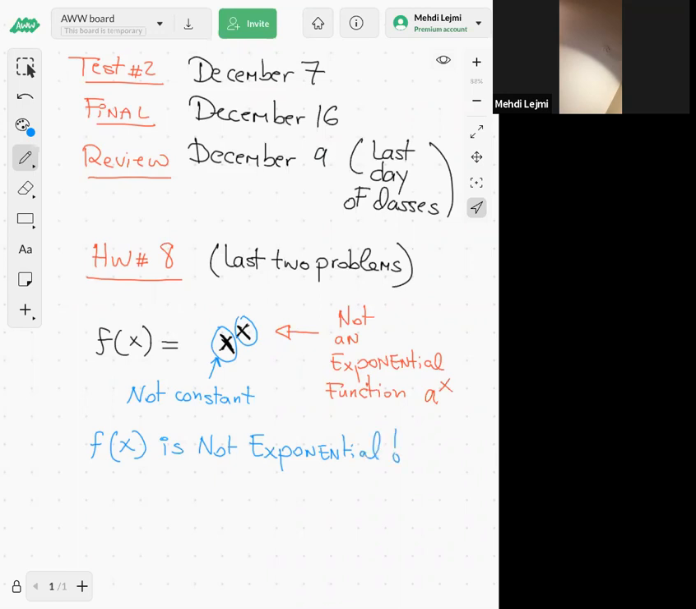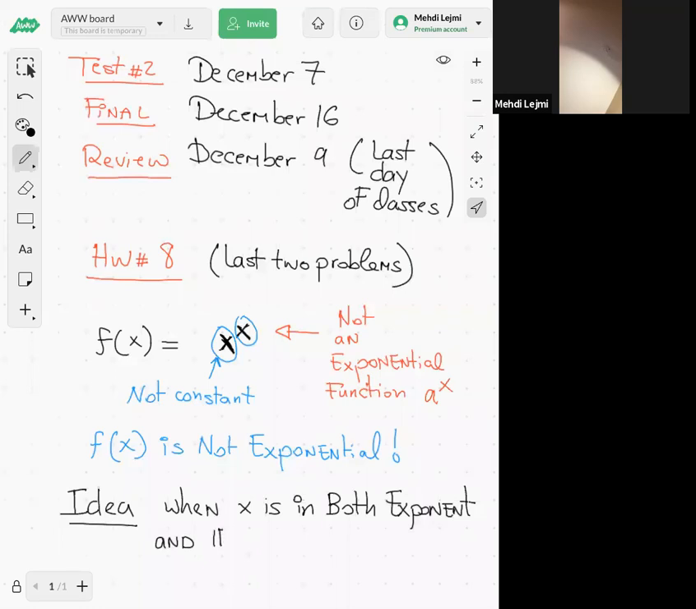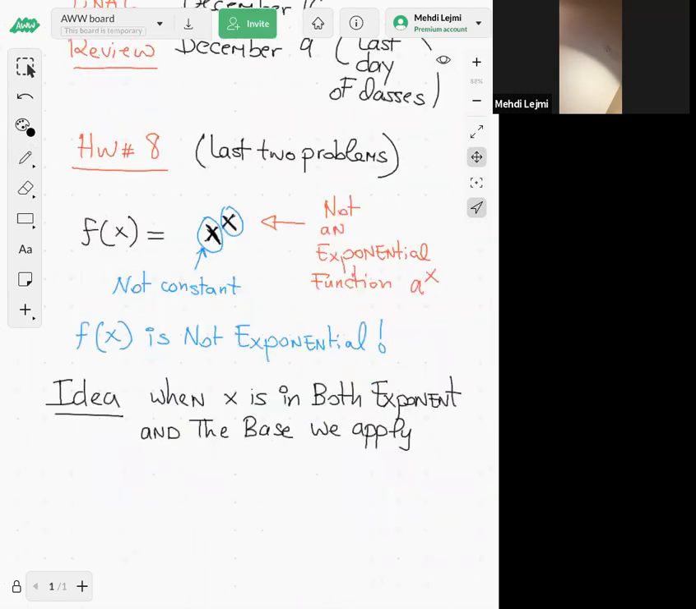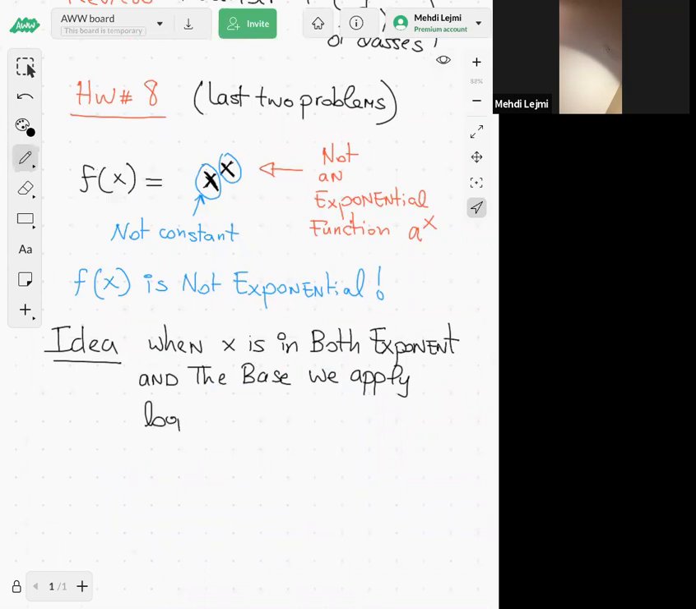So the idea is the following. Whenever x is in both the exponent and the base, we apply the log trick.